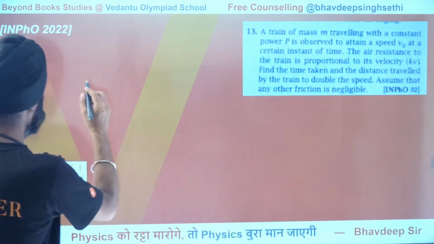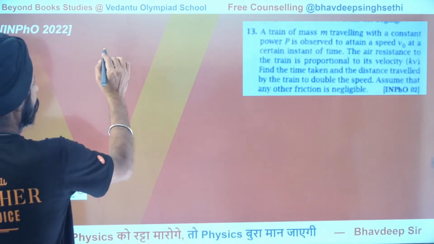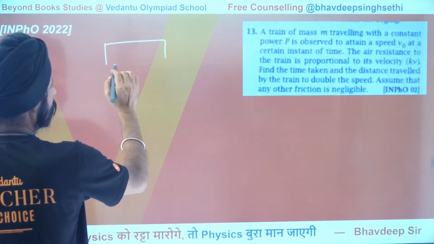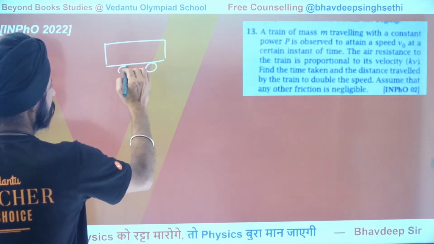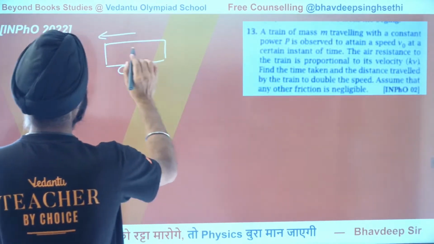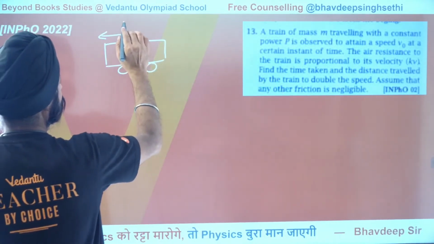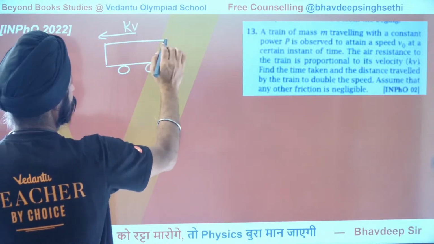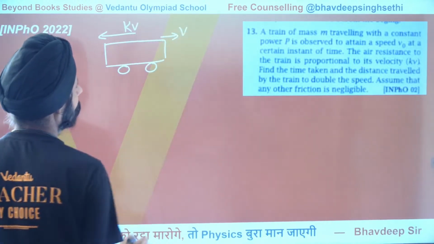Okay. Let's draw a beautiful train here. I'm not an artist, but yeah, what a beautiful train. So let's say this is a train. Now, definitely there is an air drag, assuming the thing is moving in this direction. There is an air drag here, which is kv, assuming the velocity of this was v.